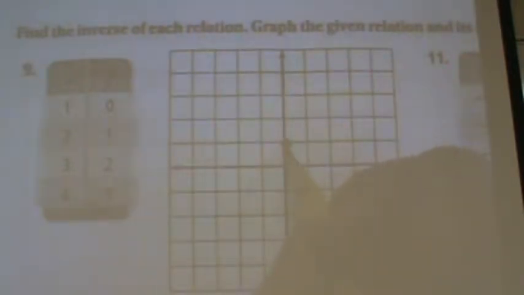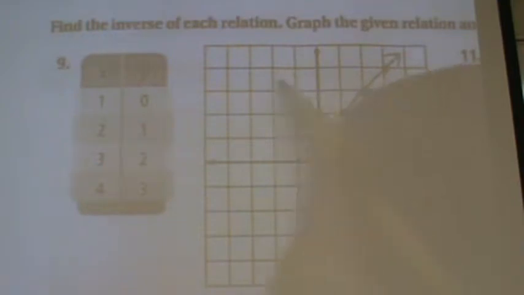For number 9, it says find the inverse of each. The inverse of 1, 0 would be 0, 1. And then 2, 1, you're going to graph 1, 2. And 2, 3, and 3, 4. That's the inverse of this relation.